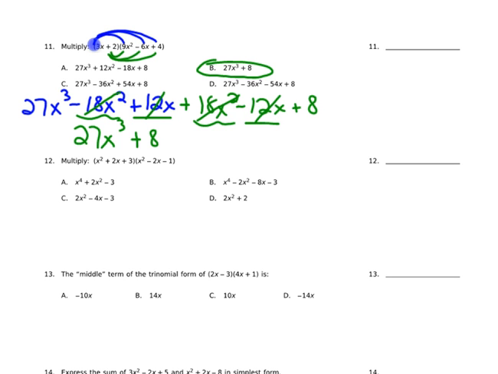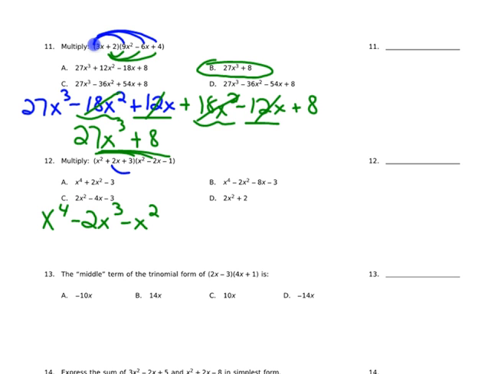Next one, so this is a trinomial times a trinomial. So it's just doing your distributive property 3 different times. X squared times x squared is x to the fourth. X squared times negative 2x is negative 2x to the third. X squared times negative 1 is negative x squared.